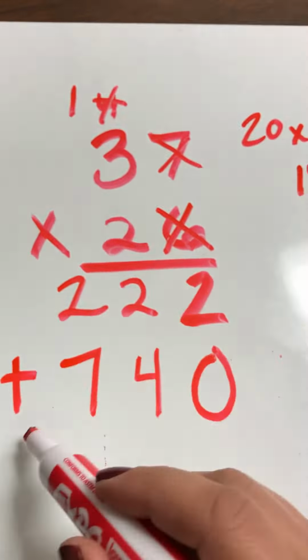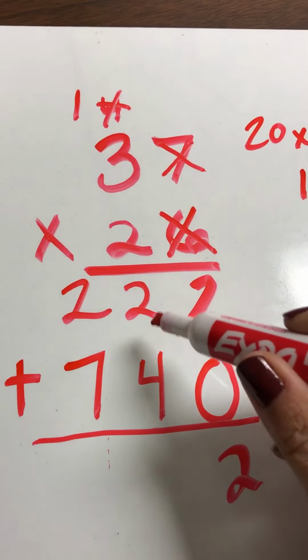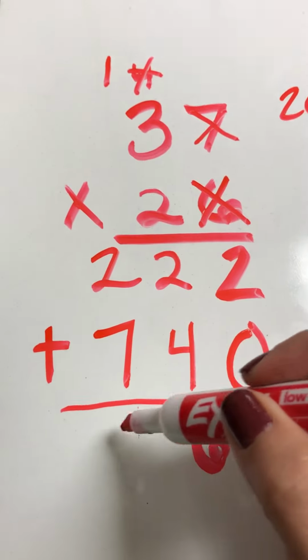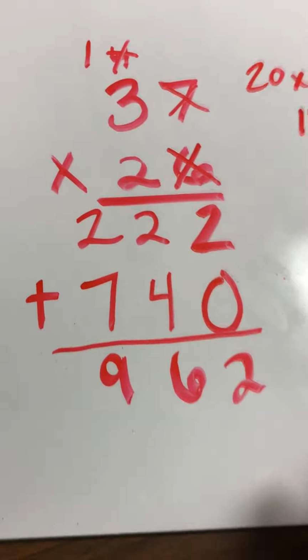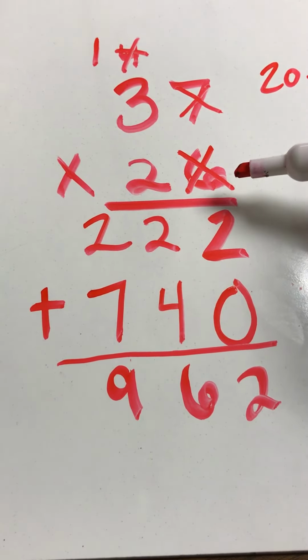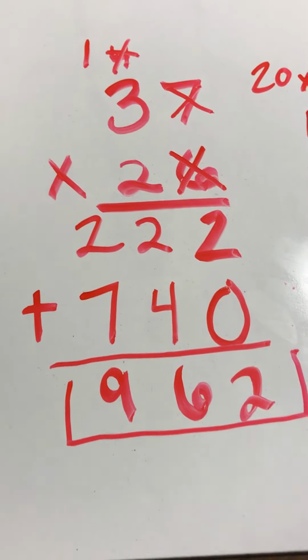We then add our partial products to find our final answer. 2 and 0 make 2. The sum of 2 and 4 makes 6. And the sum of 2 and 7 makes 9. So the answer to our multiplication problem, 37 times 26, gives us a product of 962.